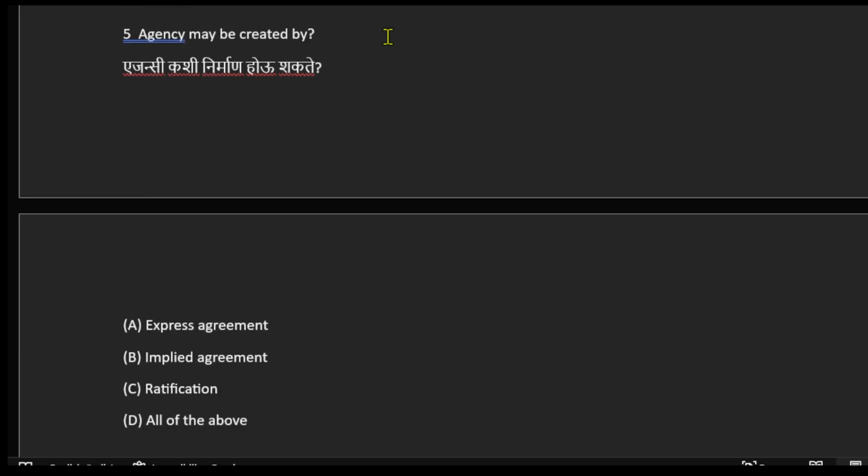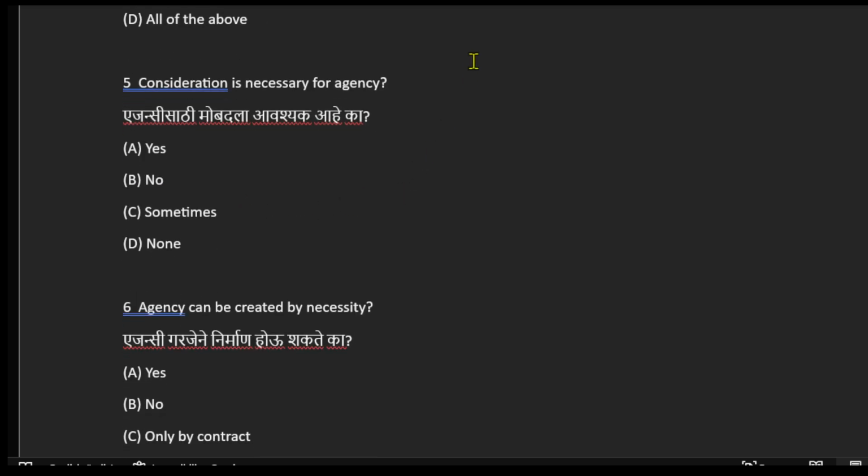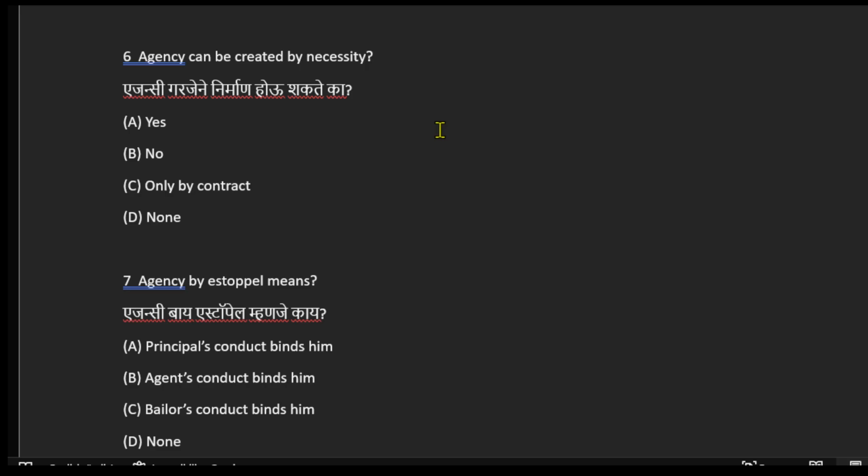5. Agency may be created by express agreement, implied agreement, ratification. D. All of the above option is correct. 6. Consideration is necessary for agency. D option, none, is correct. 7. Agency can be created by necessity. B option is correct. No.